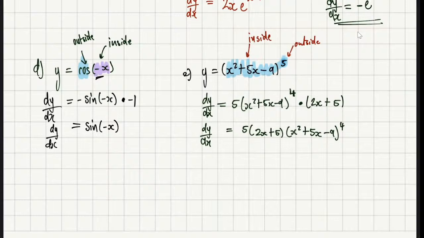Well done. Derivative of the outside without changing the inside times the derivative of the inside. This is what. Are we together? Are you seeing the chain rule? Are you seeing it, everybody?